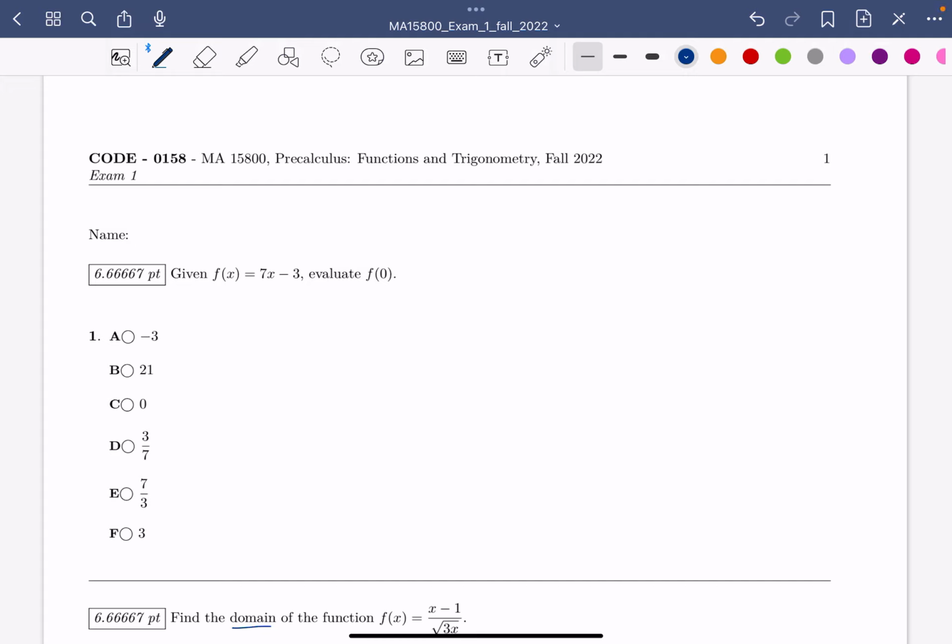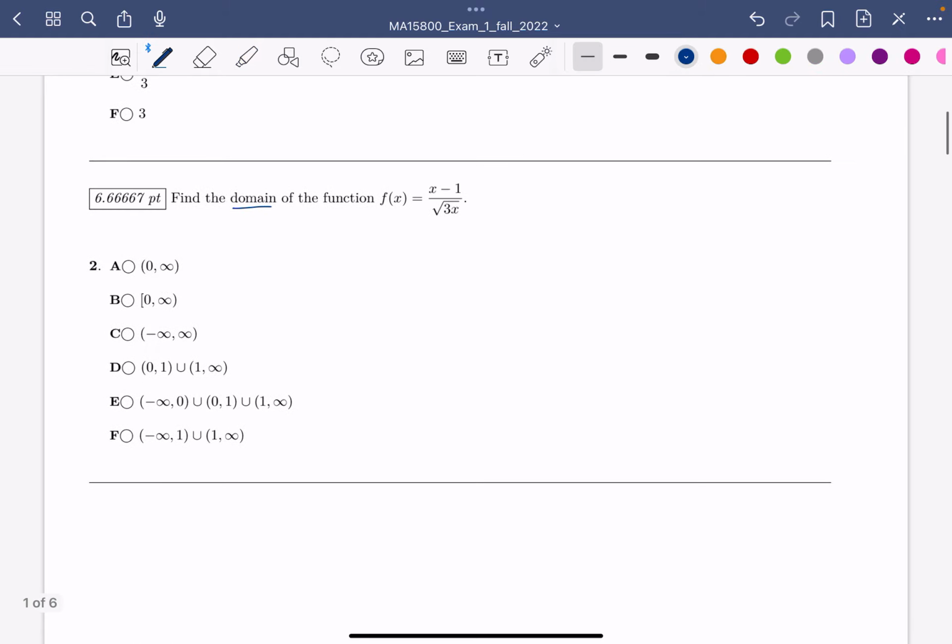Let's begin. Number 1. Given f of x equals 7x minus 3, evaluate f of 0. So this is basically asking us to find f of x when x equals 0, so we're going to plug in 0 for x. So it gives us f of 0 equals 7 times 0 minus 3, or negative 3, giving us an answer of A.